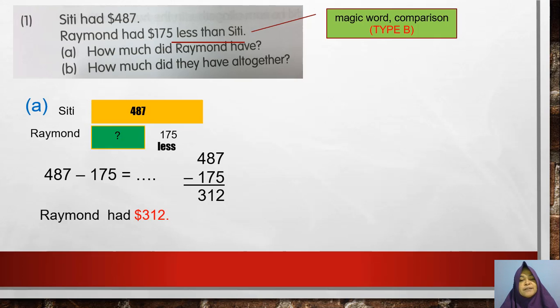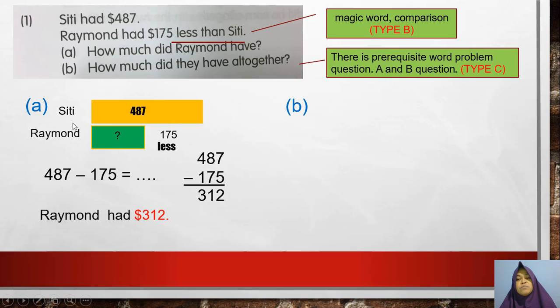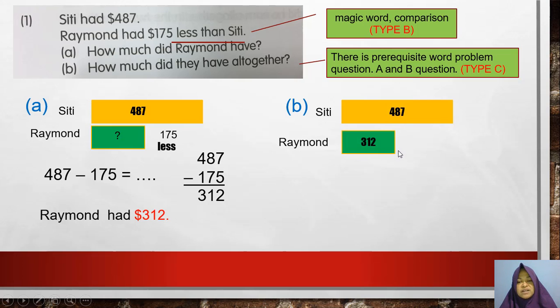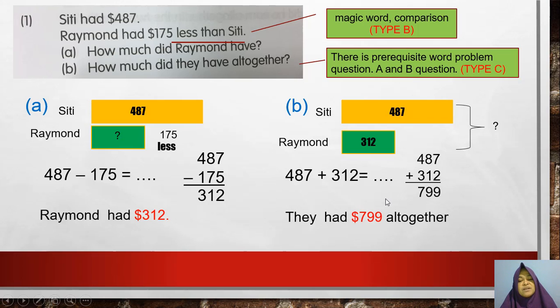How about question B? That is a prerequisite word problem question, because after A, the question is have altogether. So it will be type C. Siti had 487. Raymond had $312. How much altogether? So it will be addition. 487 plus 312 is 799. So they have 799 altogether.